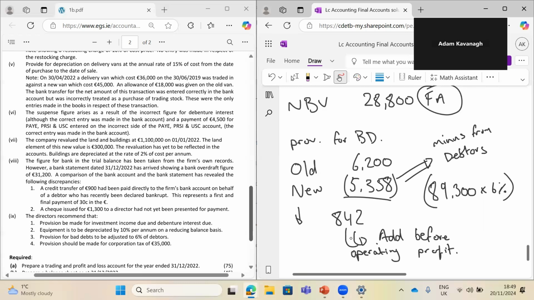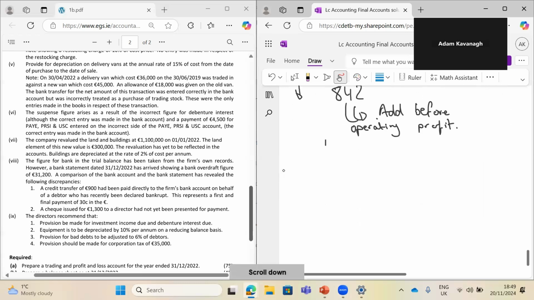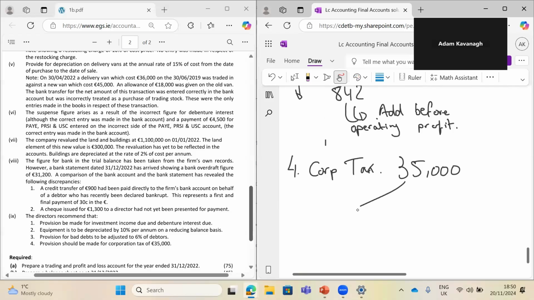Okay, now it's the last one. And the last one is on corporation tax. So part number 4, corporation tax. Okay, so there's no adding or subtracting with this one here. It just says corporation tax at 35,000. So first of all, it'll go in the trade profit and loss. I'm going to subtract or minus after debenture interest for the year.